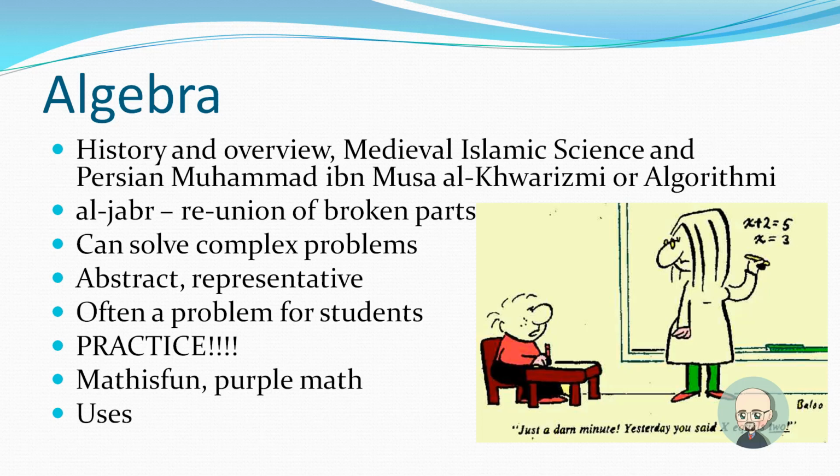I have a little cartoon over on the right. It says, just a darn minute. Yesterday you said x equals 2. And I think that summarizes a lot of the confusion people have with algebra. Because it is so abstract. You're looking for one answer, and there's not just one answer.